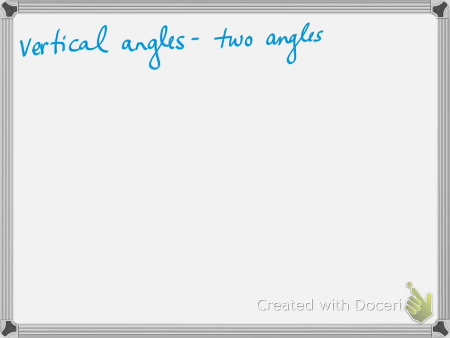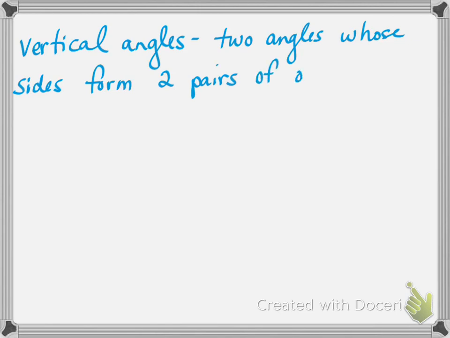Right, the last one is an angle pair called a vertical angle. And vertical angles, I'm going to give you lots of examples on these in class Thursday. We're just saving some time by writing down these definitions. Vertical angles are two angles whose sides form two pairs of opposite rays.